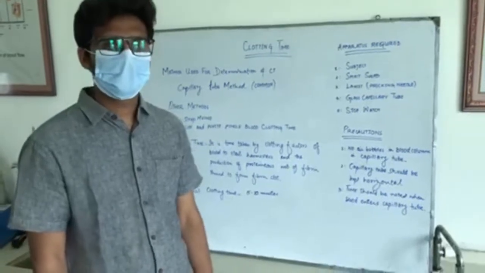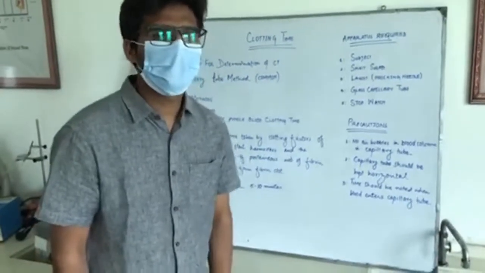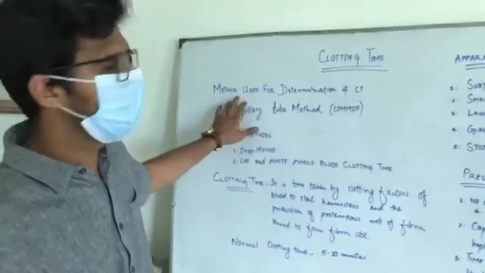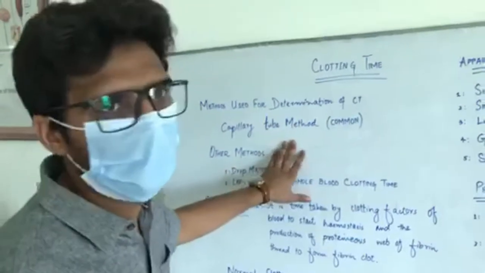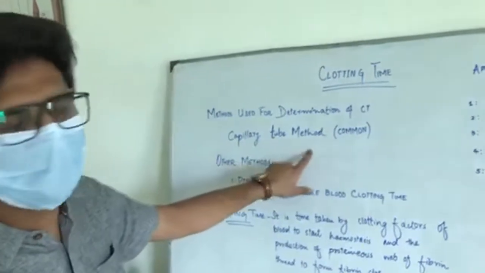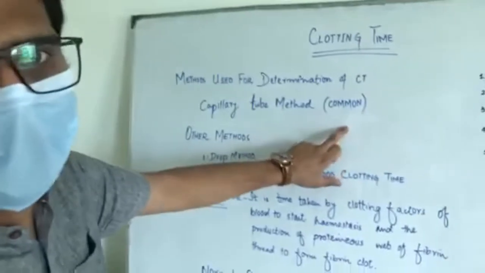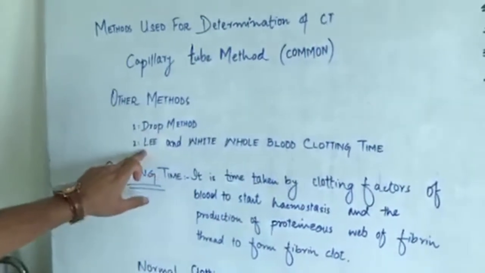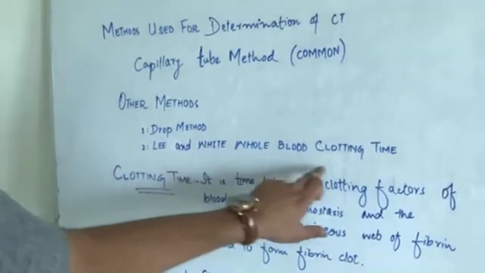The practical to be discussed today is clotting time, determination of clotting time. So what is the clotting time? First of all, we have to know what are the methods that are used for the determination of clotting time. First method is capillary tube method. It is the common method, and this is the method that we'll perform in our practical. The other methods are drop method, and third one is Lee and White whole blood clotting method.